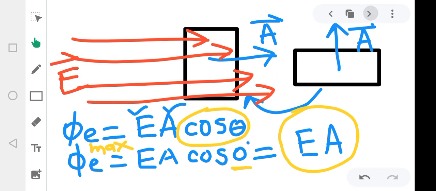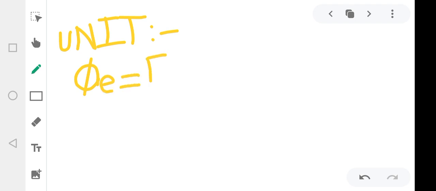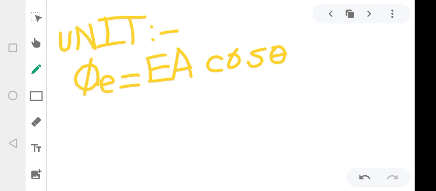Now we will try to find out the unit. What is the unit of electric flux? As we know, the electric flux is equal to EA cos theta. Cos of theta is a trigonometric quantity and has no unit here, so we will concentrate on the unit of E and A.